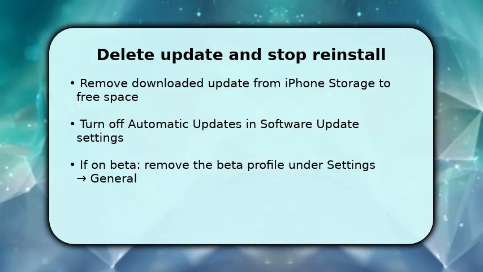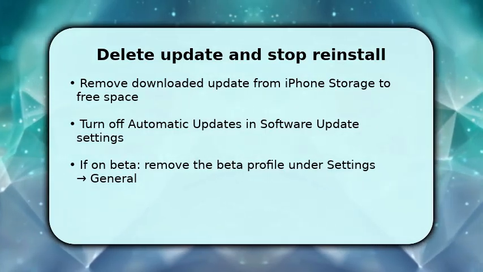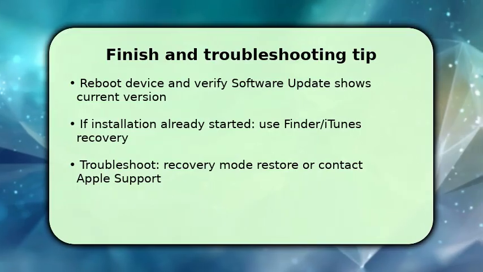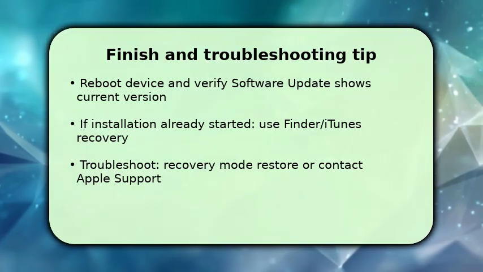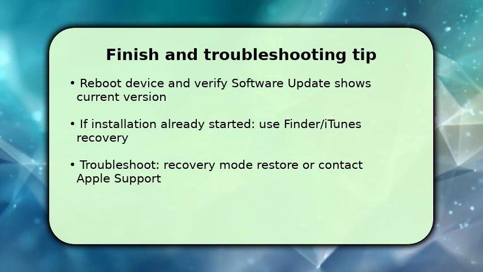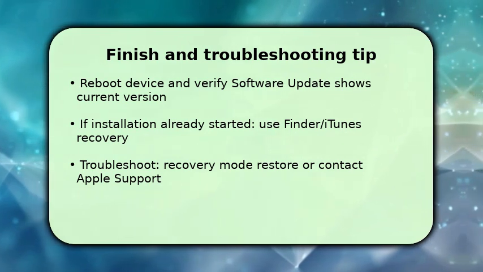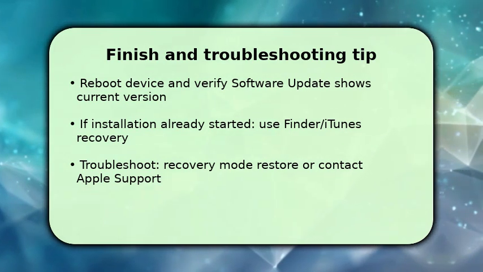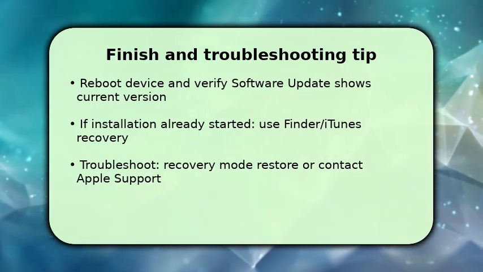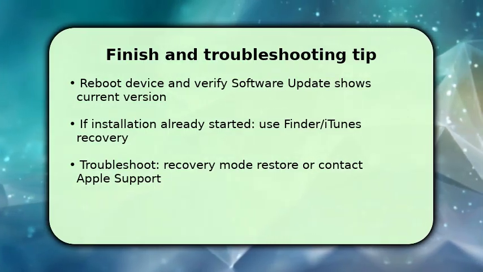You complete the process by rebooting and verifying the update is gone in Settings, General, Software Update. If the installation already began and you can't stop it, immediately connect to a Mac or PC and use Finder or iTunes to restore or update in recovery mode. This halts a stuck installer.